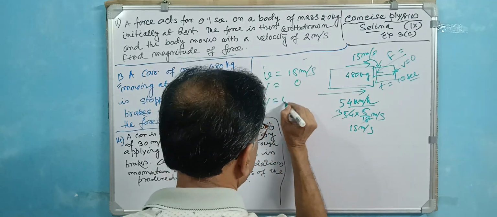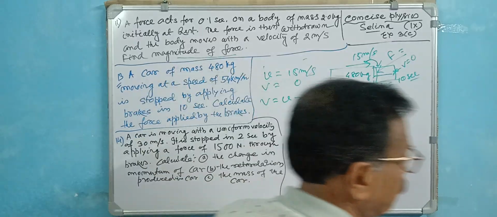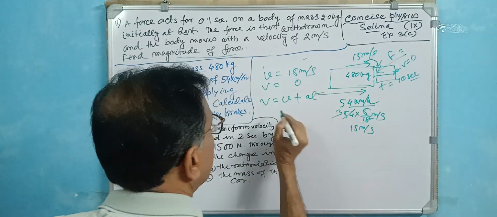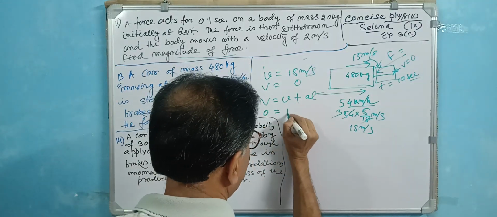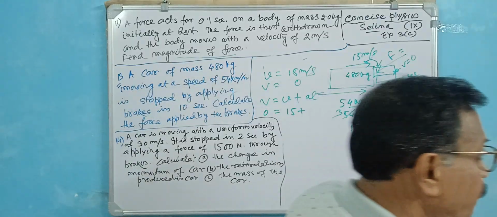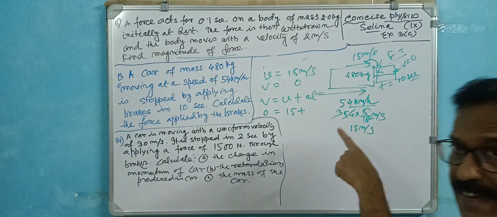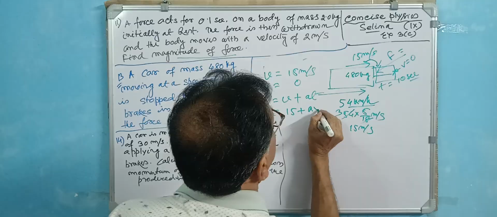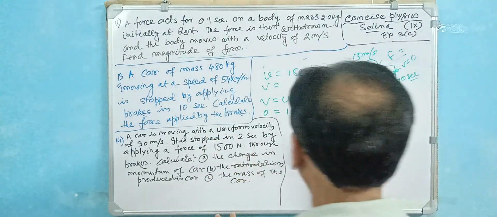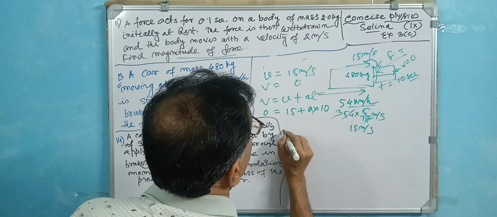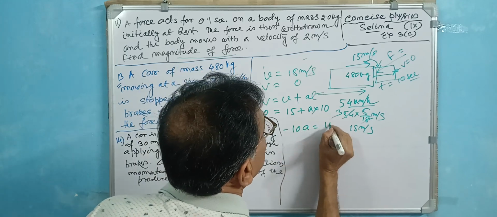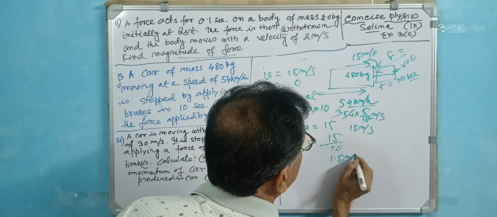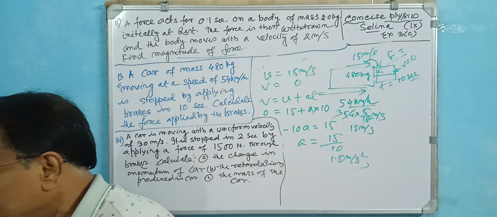So you know v is equal to u minus at. Because it is acceleration, or if u plus at, so v is 0, so u is 15 plus a. Find out the value of a. Here a is not the acceleration but the retardation, because the brake is applied. And t is how many seconds? 10 seconds. So minus 10a, that is 15. So a is equal to 15 by 10, that is minus 1.5 meters per second square. This is the acceleration developed.